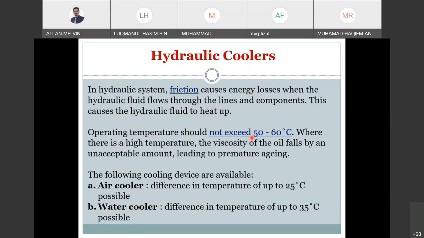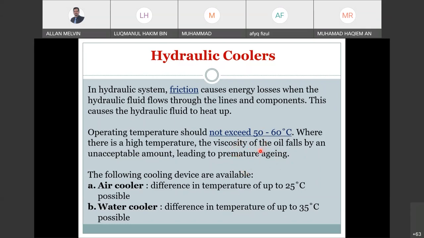So operating temperature should not exceed 50 to 60 degrees Celsius. In industry, make sure your hydraulic system is within 50 to 60 degrees Celsius, not more. When the hydraulic temperature is high, the viscosity of the oil falls by an unacceptable amount, leading to premature aging. If the system is too hot, it involves the hydraulic oil and the transmission line. So the viscosity of the oil, or in our language the quality of the oil, will reduce, and it will cause premature aging.